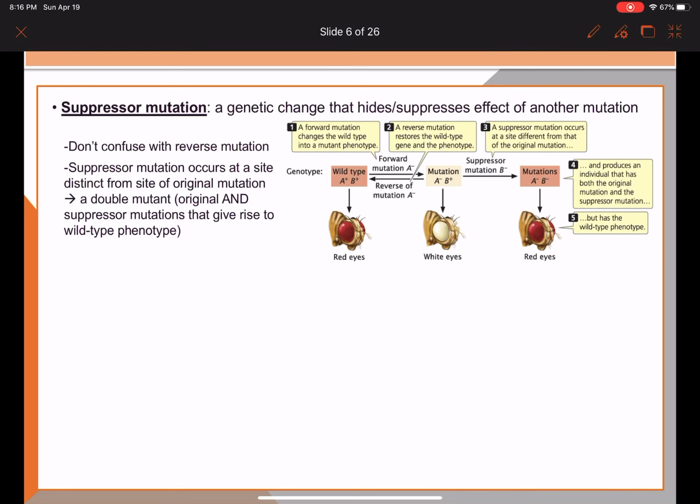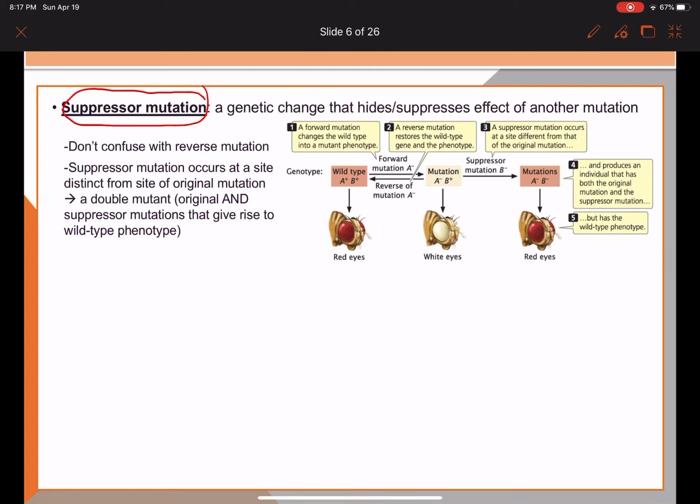Okay, welcome back to part 2 of chapter 13, discussing gene mutation. All of those molecular and functional types of mutations we have talked about only involve one mutation, but sometimes the expression of one gene or one mutation can be affected by a second mutation. This is called suppressor mutation. This is where the second mutation actually hides or suppresses the expression of the first mutation.